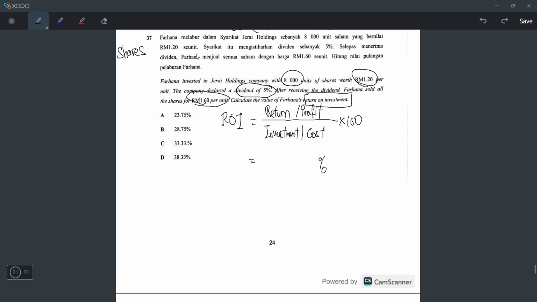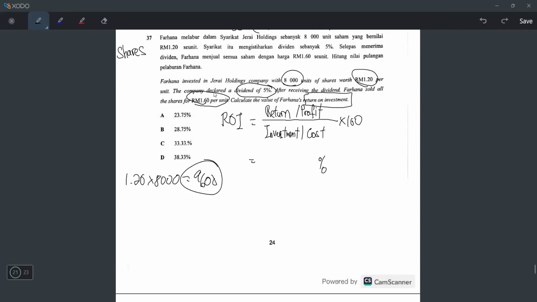original question. Let's read again. Farhana invested in Jerai Holdings with 8,000 units at 1.2. So first you have to take 1 ringgit 20 cents times 8,000, because this is for 1 unit and he bought 8,000 units. So let's take 1.2 times 8,000. You get 9,600. So this is the original cost, the one he bought.